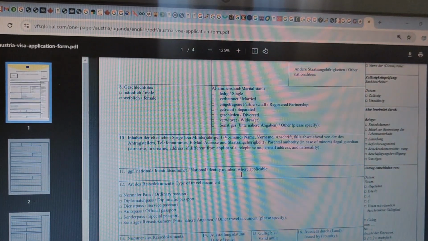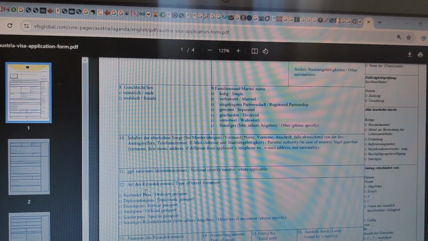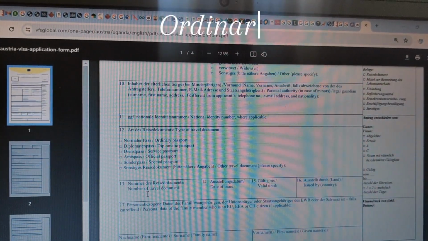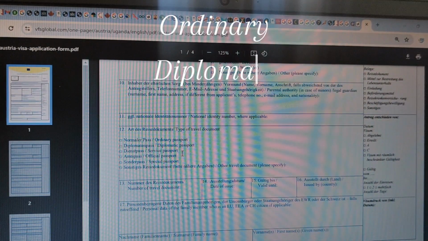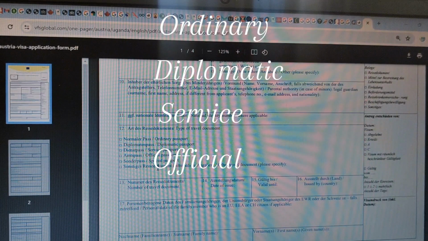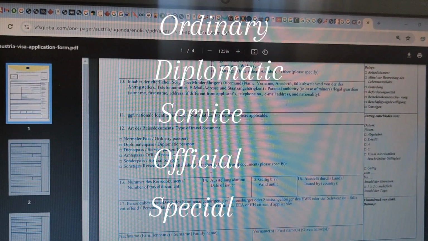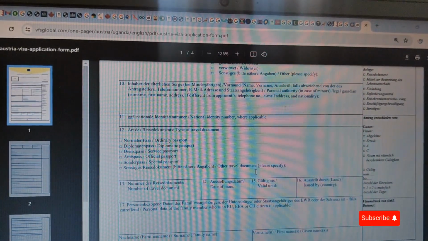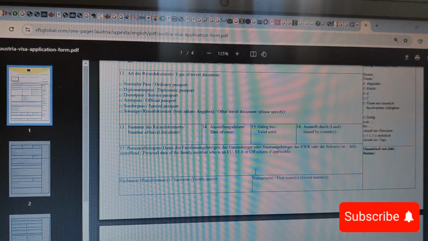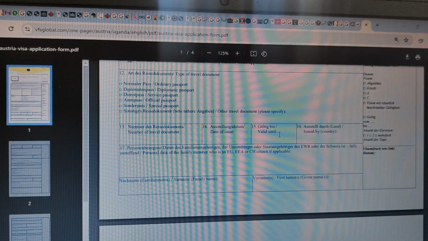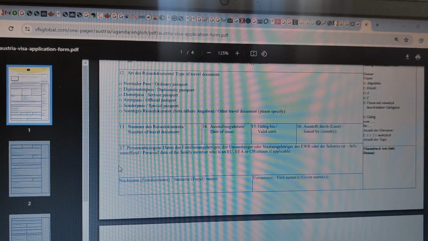National identity number. Type of travel documents. Ordinary passport, diplomatic passport, service passport, official passport, special passport, or other travel documents. Please specify. Number of travel document, date of issue, valid until, issued by, the country of issue.